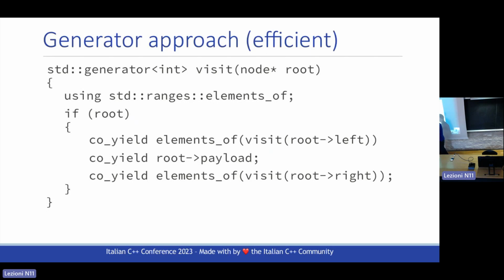This elements_of does the magic. Actually, it works with every range. It iterates into the range and yields all the elements of the range. But if it detects as its argument a generator, it exploits what is called symmetric transfer and allows the nested generator to yield directly to the caller without passing through the stages. So this is very interesting and allows doing this kind of thing efficiently.